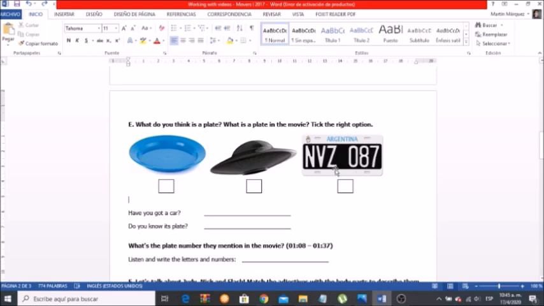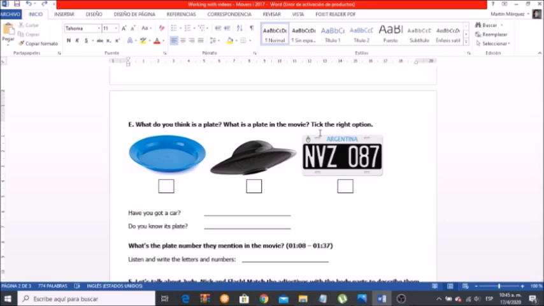Okay, esto es una patente. And how do you say patente in English? What's the English for patente? Very good. We use the word plate as well. So, picture number one is a plate and picture number three is a plate as well. También usamos la palabra plate para la palabra patente.